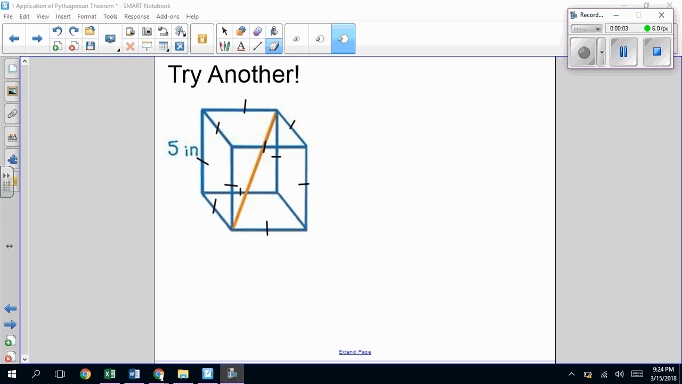So here we have a cube. Much like squares have a lot of special properties because they have all the same side lengths, cubes do as well. You can go ahead and try to calculate the space diagonal for this cube if you want to pause the video and try that.